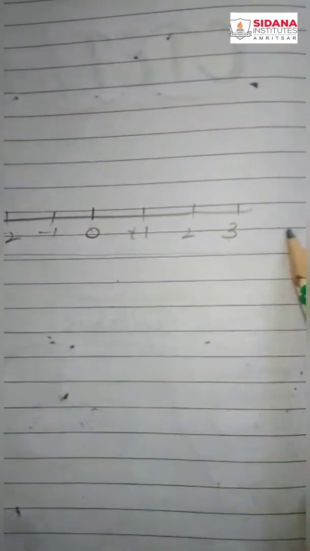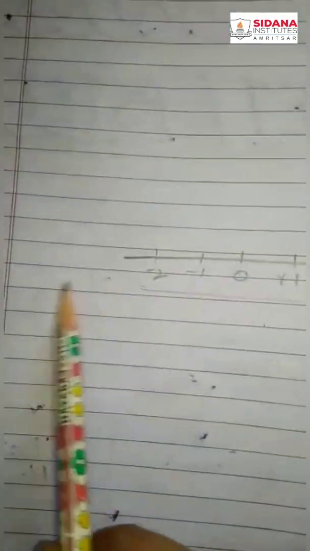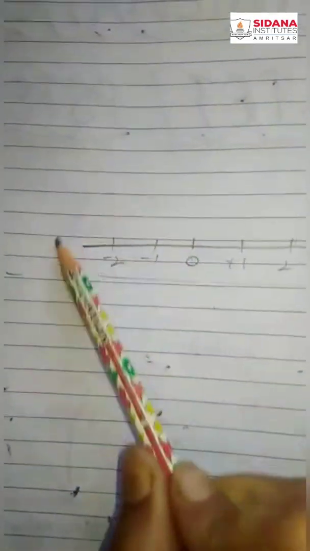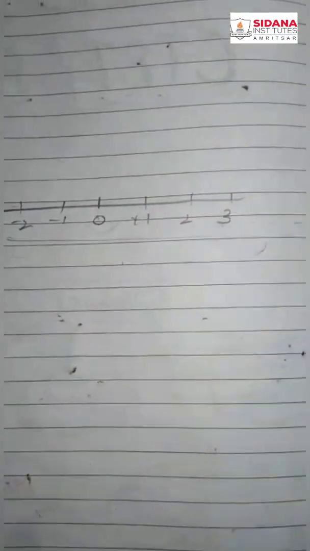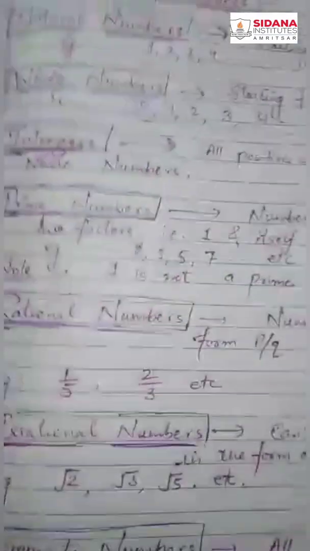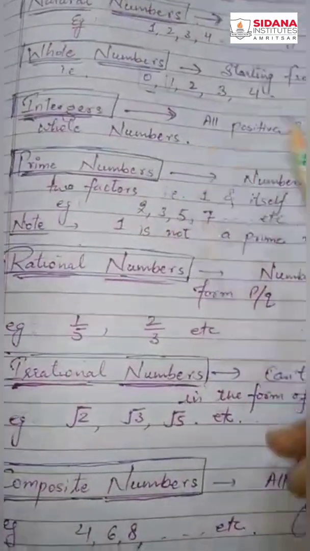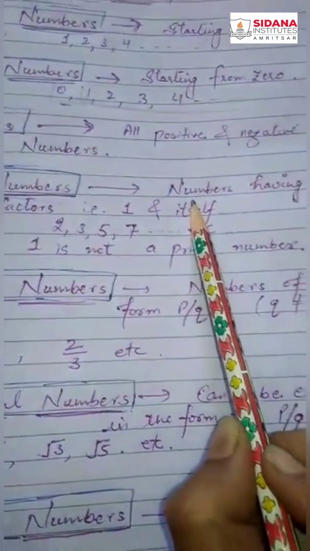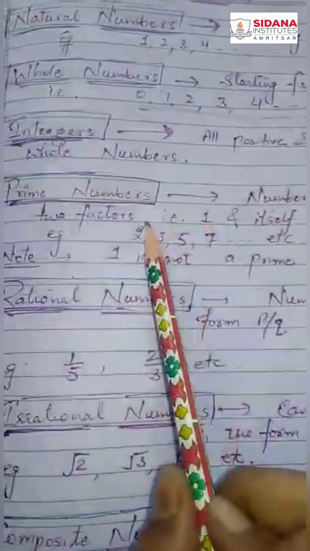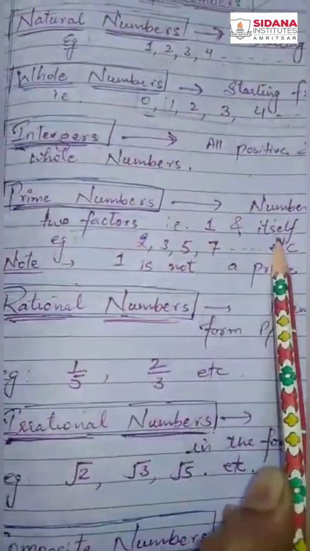So all these numbers, continuing till infinity, all the negative numbers, 0, and the positive numbers, are considered under the set of integers. So next is the prime numbers. Prime numbers are those that have only 2 factors, 1 and itself.